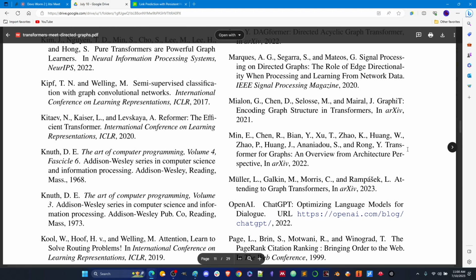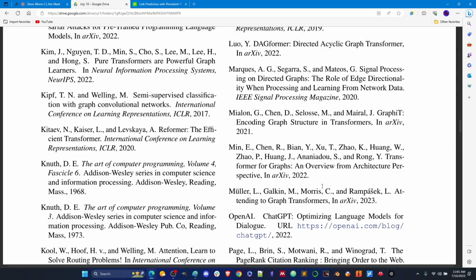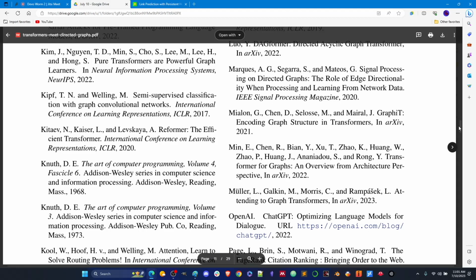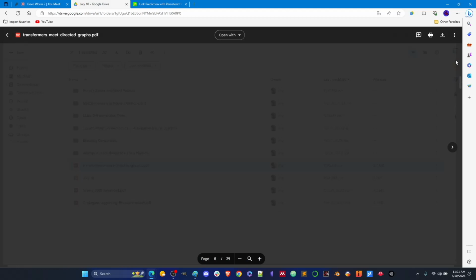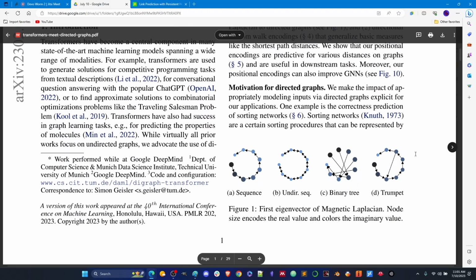This is another example in arXiv. This is the MIN paper. So this is transformers for graphs, an overview from an architectural perspective. It's also in arXiv. So these are different ways you can do this by merging attentional mechanisms and graph transformers and graph neural networks. Okay, so now there's a motivation for building directed graphs.